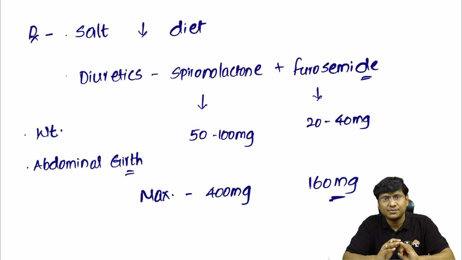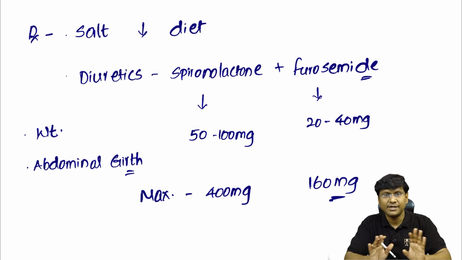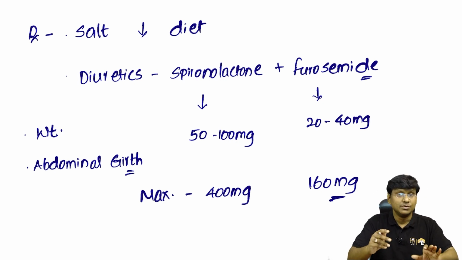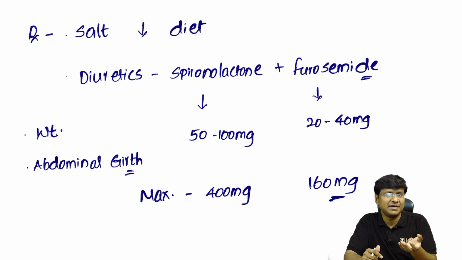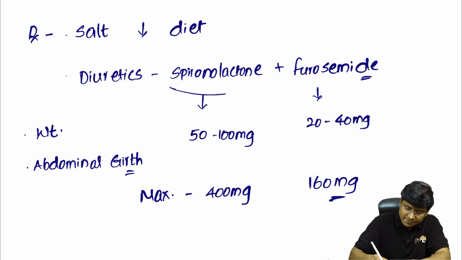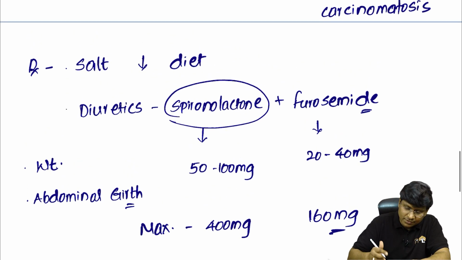So if the weight is reducing and if the abdominal girth is reducing, don't increase the dose. But if these two parameters are not decreasing, like if the weight of the individual is not decreasing and abdominal girth is not decreasing, then in such case you need to step up the dose and the maximum dose should be given. Right now, in refractory ascites, what do you mean by refractory ascites? That means after medical treatment, the ascites, if it is occurring again, then what are the drugs that can be given? Now, one important point is regarding the spironolactone.